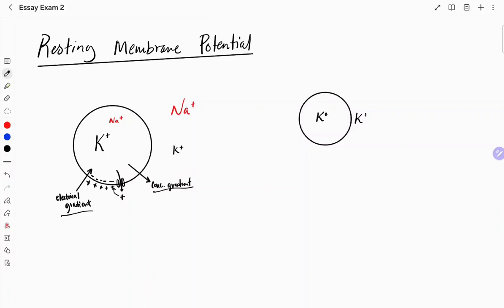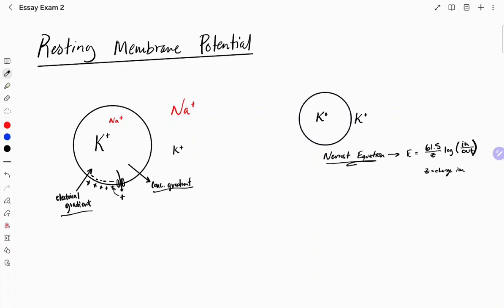But if it were the same, this equilibrium of potassium inside and outside the cell would be calculated by what we call the Nernst equation, which is equilibrium potential equals 61.5 over Z, times the log of the concentration of the ion outside of the cell over the concentration of the ion inside of the cell. And Z would be the charge of the ion.